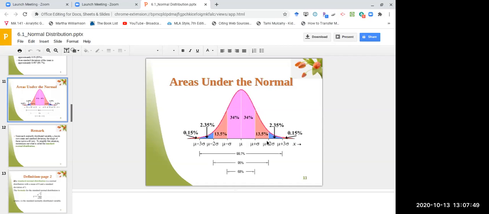95% within 2 standard deviations and 99.7% within 3 standard deviations. So this is your bell-shaped curve with its percentages, which we're going to learn to apply to problems in section 6.2.